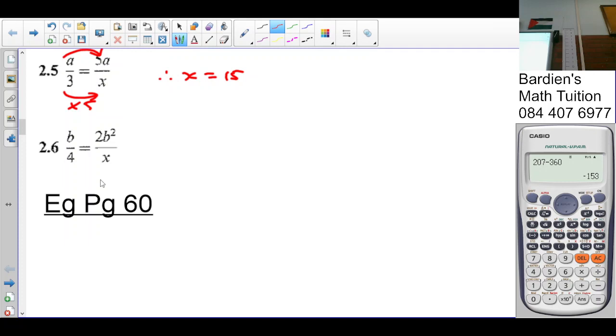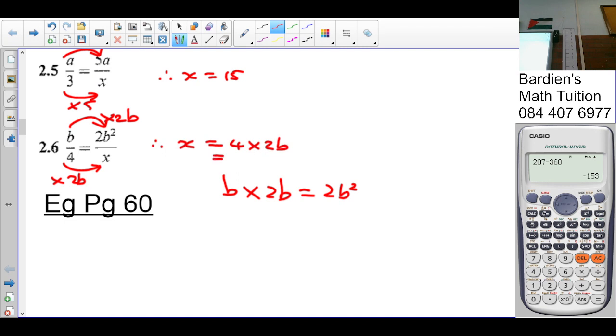No. When you're working with ratios or fractions, you must multiply. That's it. Not adding. Right, the next one. How do we move from B to 2B squared? We multiply it by 2B, because B times 2B is 2B squared. So we must multiply 4 also by 2B. Therefore x is equal to 4 times 2b, which is 8b. You guys okay with that?